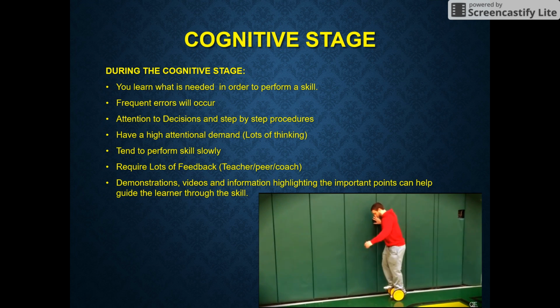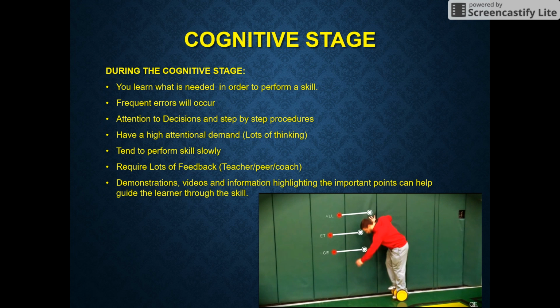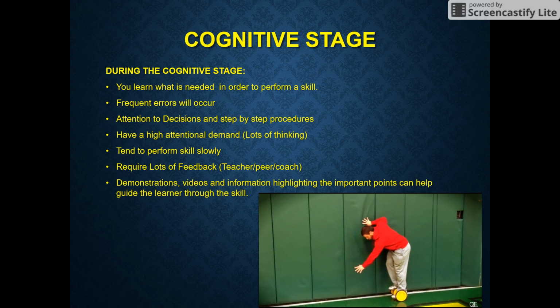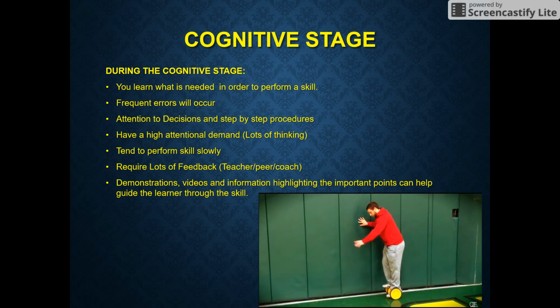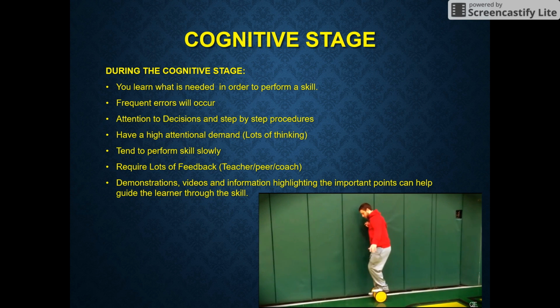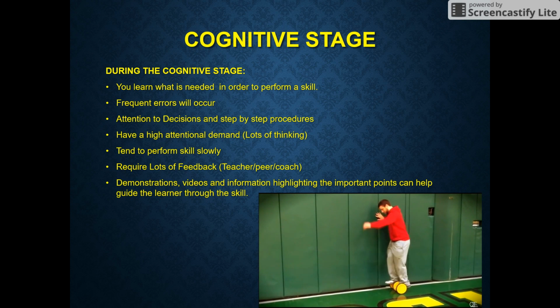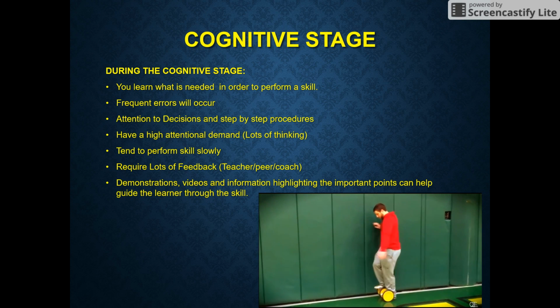The rate of progress through the cognitive stage varies from person to person or from athlete to athlete. This really depends on the difficulty of the skill. It could be anything from a few minutes to a very much longer period of weeks or months. Some difficult skills may never be mastered by some people.